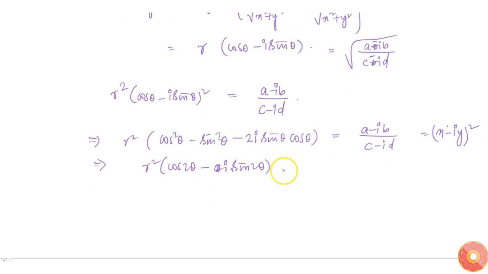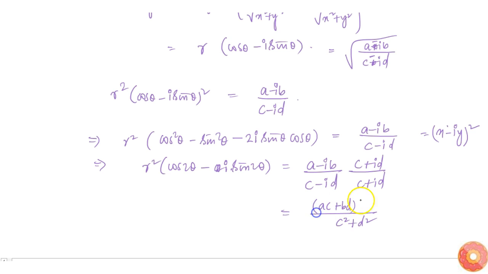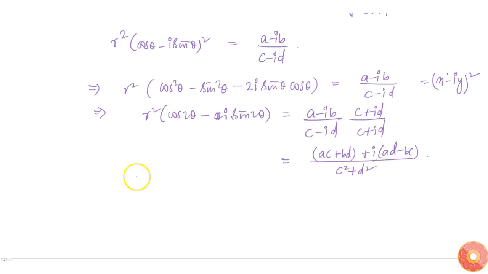So what I can do is bring this a minus ib by c minus id into some x plus iy form. I'll just multiply with c plus id and divide with c plus id. This will become ac plus bd plus i into ad minus bc, all by c square plus d square. So this is equal to r square into cos 2 theta minus i sin 2 theta.